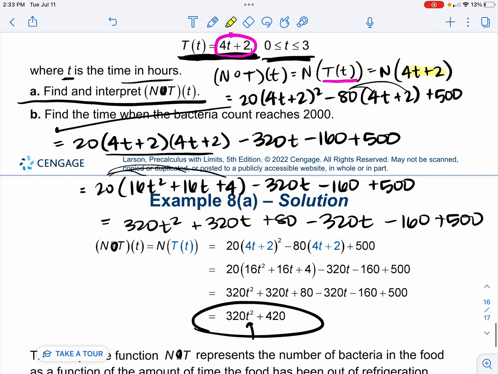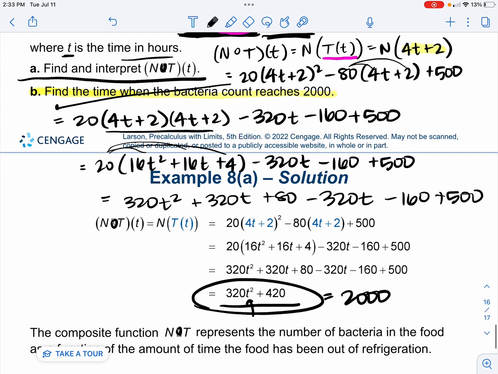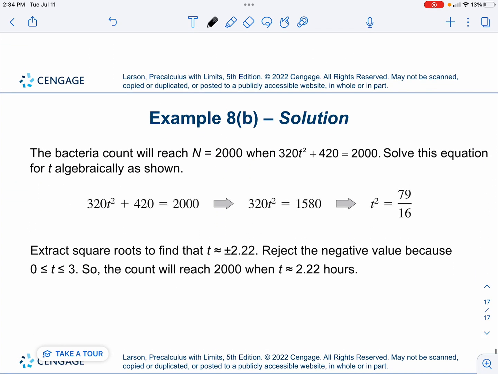If you go back up here, B was kind of hidden now. It says find the time when the bacteria count reaches 2,000. So what we'd have to do there is say, okay, well, there's our function. We set it equal to 2,000, and then we'd solve. I would subtract 420, divide by 320, and square root t squared to get my answer. Here is the solution typed out. And when you do that, you get little t is about 2.22.